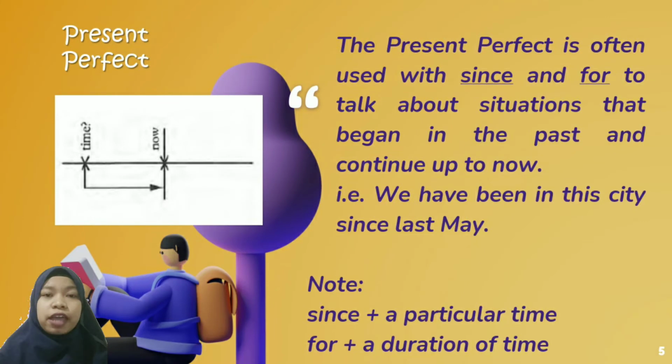And the present perfect is also often used with since and for to talk about situations that began in the past and continue up to now. For example, we have been in the city since last May. You have to note that since is always followed by a particular time and for is always followed by duration of time.